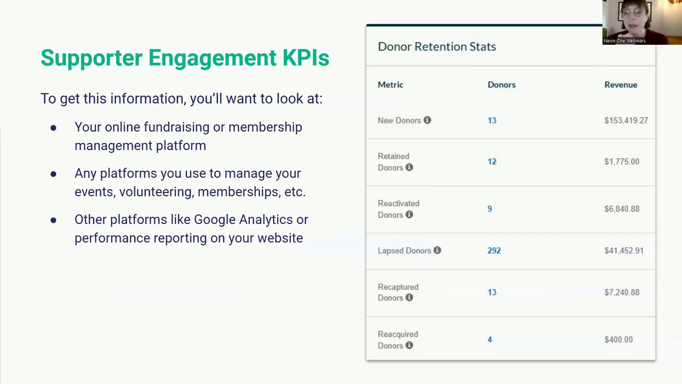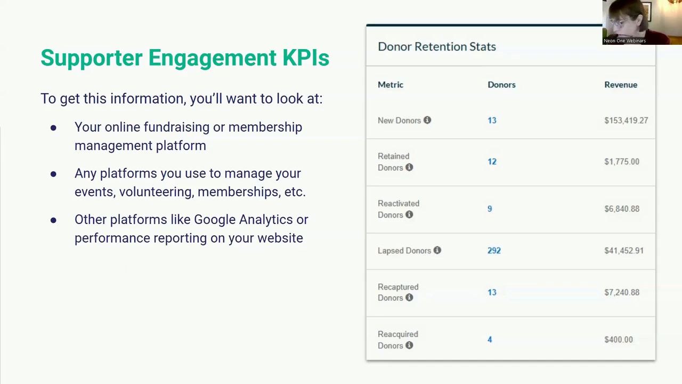So here, we've got new donors. That's pretty self-explanatory. We've got retained donors. So those are donors who give again repeatedly year after year. Recaptured and reactivated, I would need to take a closer look at this. This is a custom report that someone built, and reacquired, let's see, I would think that this has to do with how long they had been deactivated. So if someone was, I don't know, I'll have to look into this.